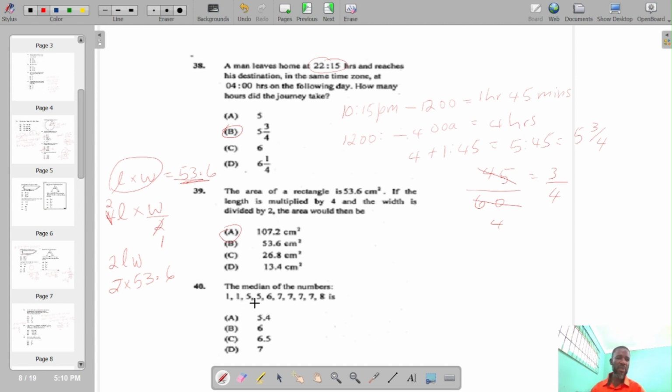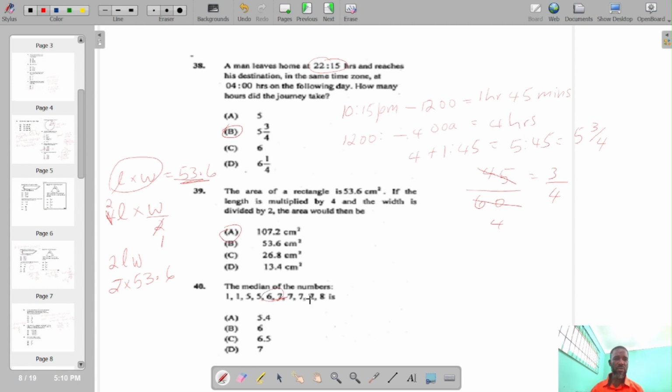All right. The median of the set of numbers is... So we talk about median, we're talking about the number that is in the middle. Let us count the number of numbers here: 1 2 3 4 5 6 7 8 9 10 numbers. Since we have 10 numbers, automatically we are going to have 2 numbers in the middle. So this 6 and this 7 are the numbers in the middle.